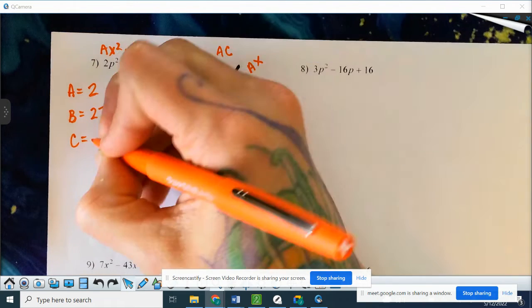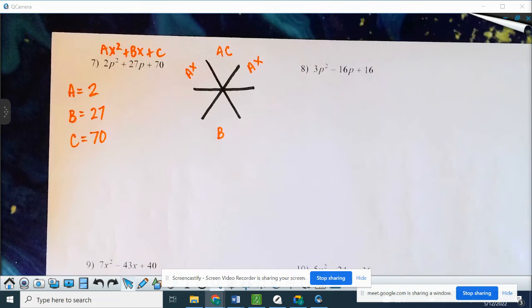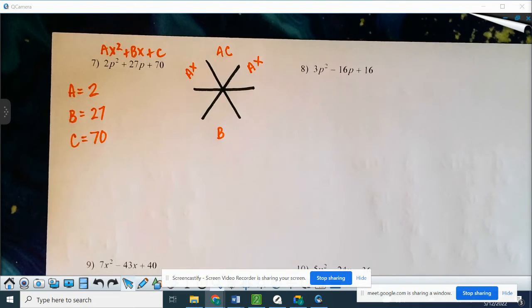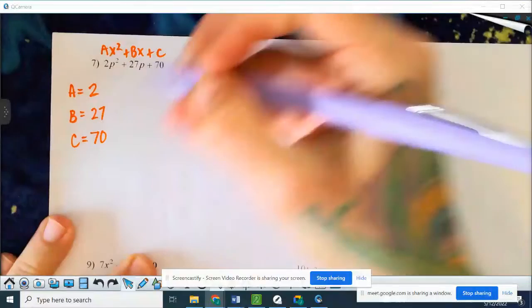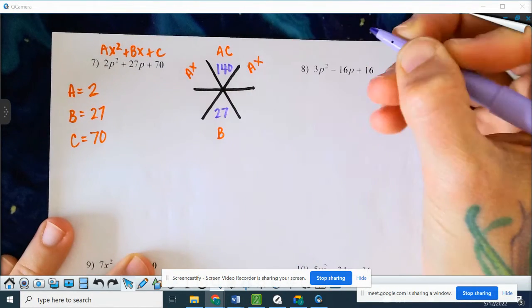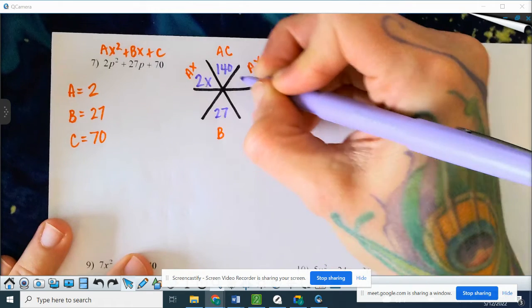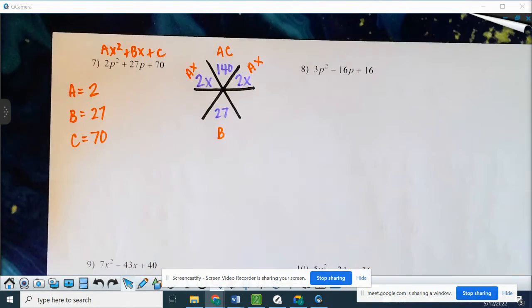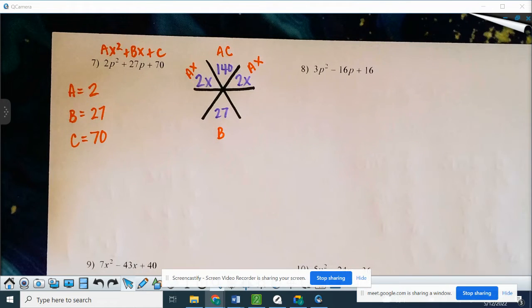Yeah, 70. All right, so a times c, so 2 times 70 is going to give me 140. Our b value you just told me is 27. Our a value is 2, so we're going to have 2x, 2x. And I said in the video today that this is what you're going to do for practice and for our notes. You should be able to get at least that much done without any major issues, because that we can memorize.